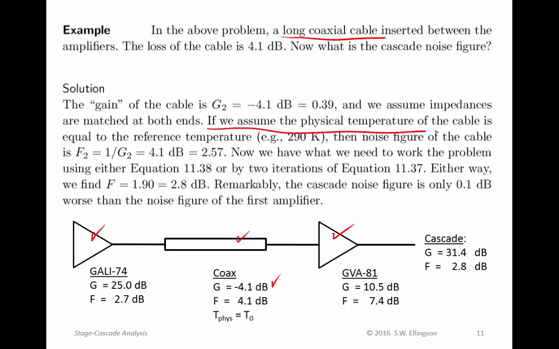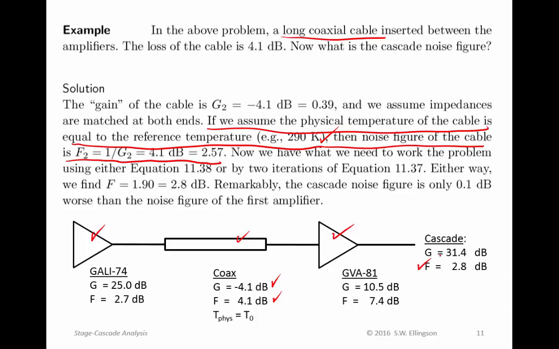If we assume the physical temperature of the cable is equal to the reference temperature, if we use 290 K, then the noise figure of the cable is going to be simply 1 over the gain, or that is the loss. So we get the noise figure is simply 4.1 dB here. And now we have everything that we need to work the cascade equation, right? We can compute the cascade noise figure using the expression I just derived. And here's what we get. We get the noise figure is 2.8 dB.